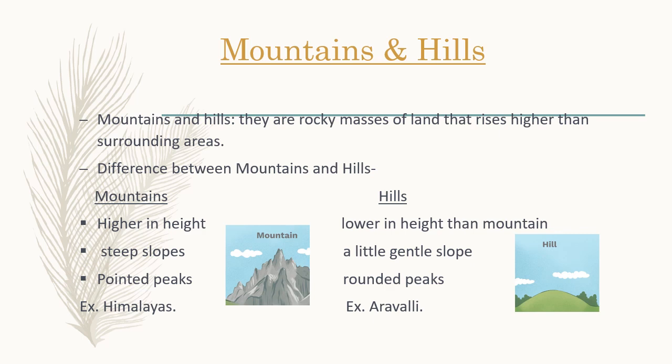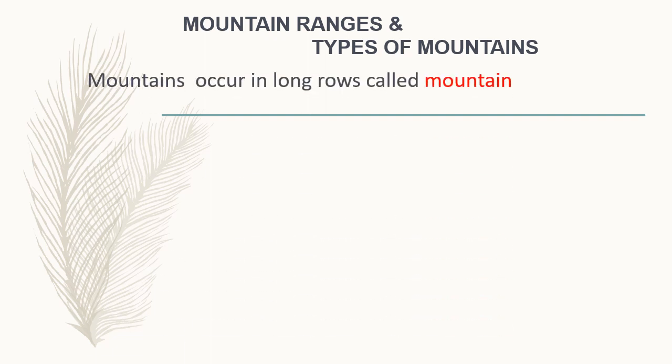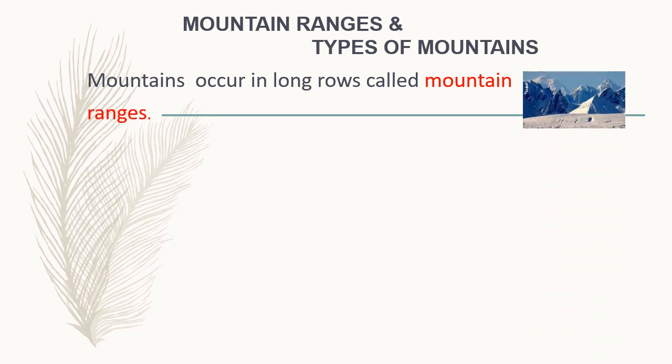See in the picture. Mountains are very high in height with pointed peaks, and hills are lower in height with a rounded top called a peak. Mountain ranges and types of mountains. A group of mountains occurring in a long row is called a mountain range. See in the picture, many mountains are in a line. Another group of mountains in a line is also called a mountain range.